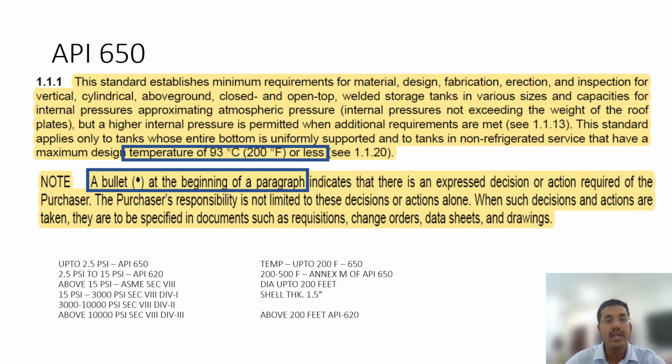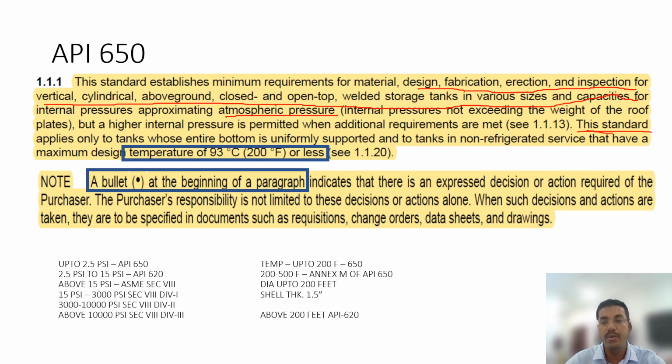The first question: this standard establishes minimum requirements for material, design, fabrication, erection, and inspection of vertical, cylindrical, aboveground, closed-top and open-top welded storage tanks in various sizes and capacities for internal pressure approximately atmospheric pressure. What is atmospheric pressure? 15 psi. Internal pressure not exceeding the weight of the roof plates, but a higher internal pressure is permitted when additional requirements are met. This is a question you have to remember.